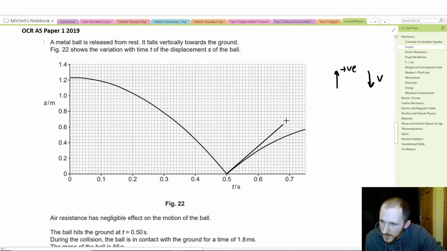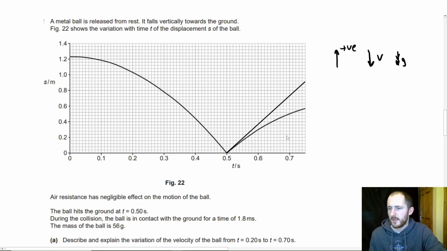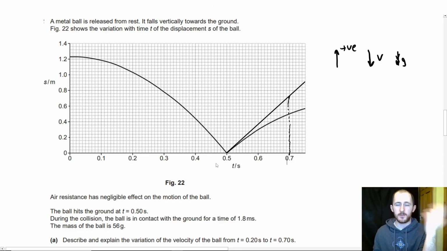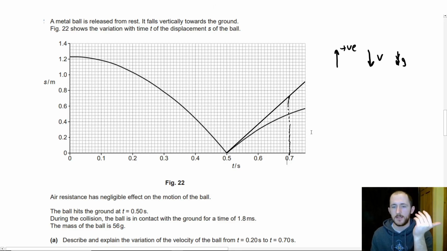So I could draw... That might be somewhat reasonable. Okay, and I'm going to take it from 0.7. The reason I've done it from here is because the rebound speed would be that instantaneous part here, so I've drawn it right from the beginning. Now again, you do get a lot of leniency with this, so don't worry too much about it. Just make sure your line is straight.